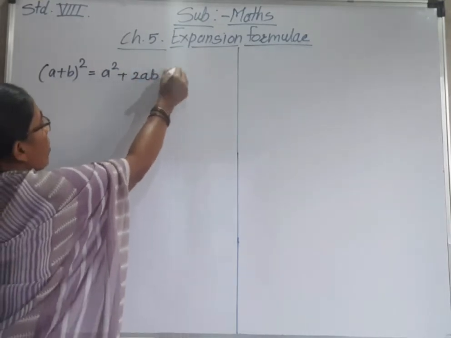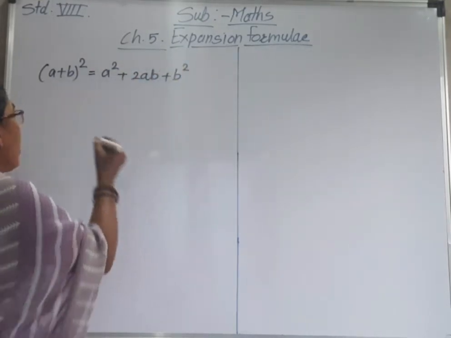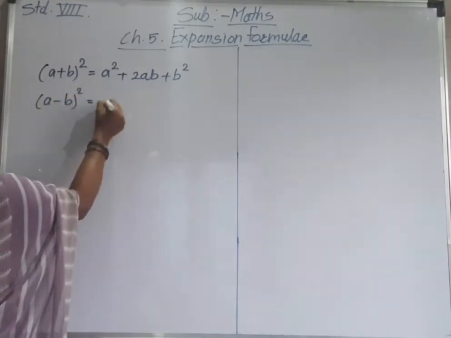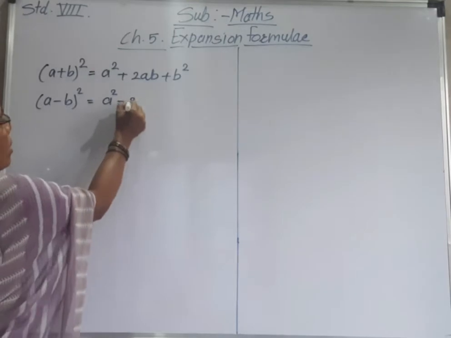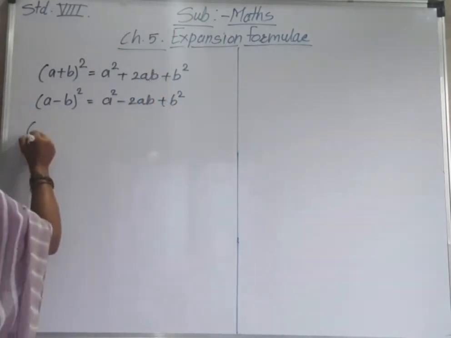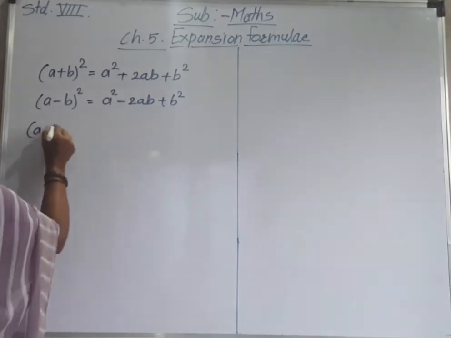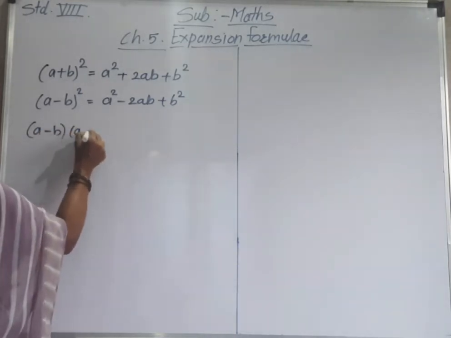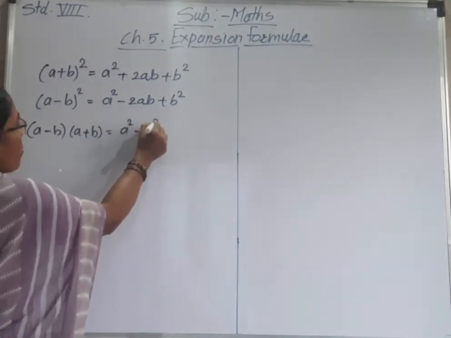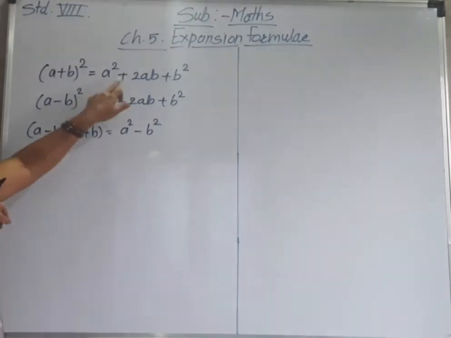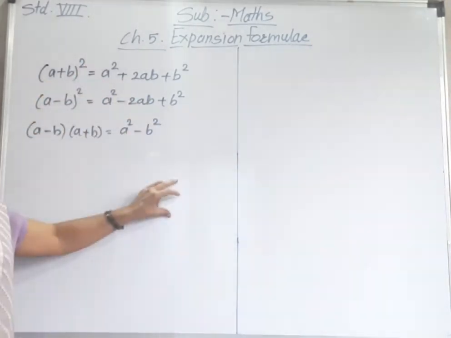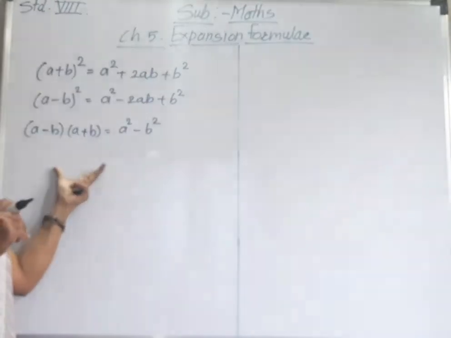2ab plus b square. Now the second formula is (a minus b) whole square is equal to a square minus 2ab plus b square. And the third one, (a minus b)(a plus b), is equal to a square minus b square. This is also the expansion of (a plus b) whole square. These are called identities because both sides are equal.